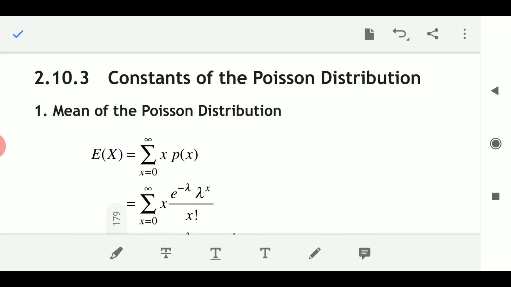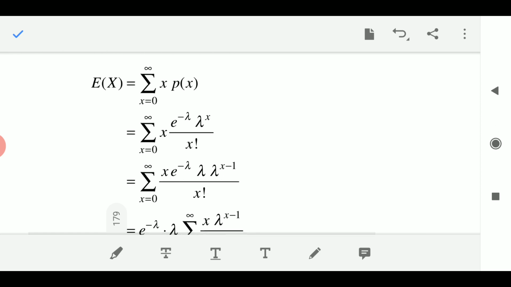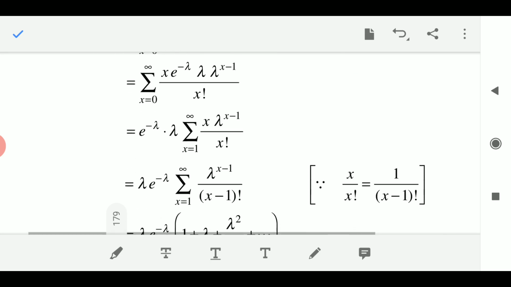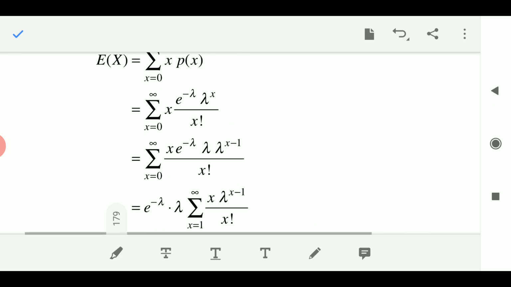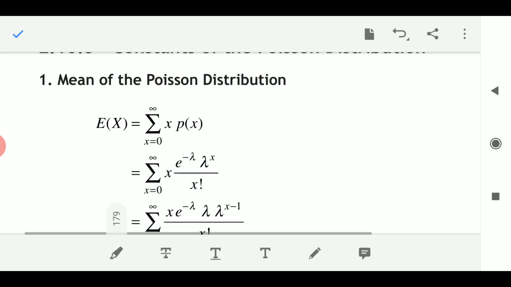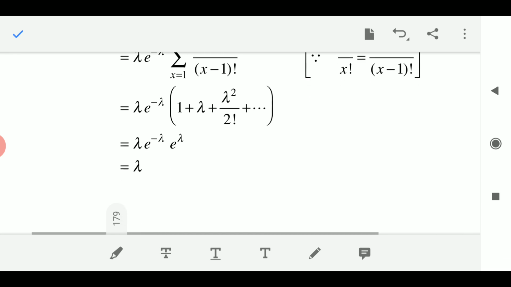All right. Let us discuss the constants of Poisson distribution, starting with the mean. What is the mean of any discrete distribution? It is the summation of x into p(x), ranging from x equals 0 to infinity, because the number of trials is infinite. So it is nothing but x into e to the power minus lambda, lambda to the power x upon x factorial. It is just a matter of simplifying. I am not going to simplify it for you. I am going to circulate this PDF to you, and you are supposed to solve it on your own.